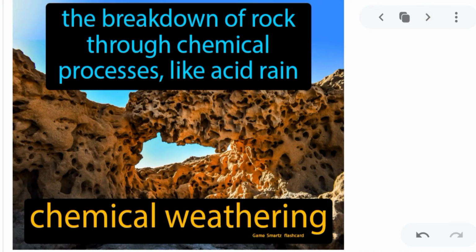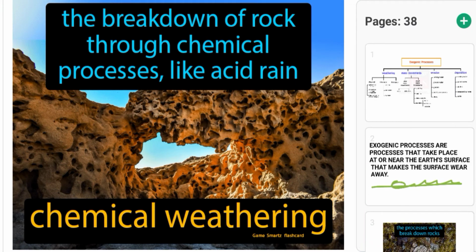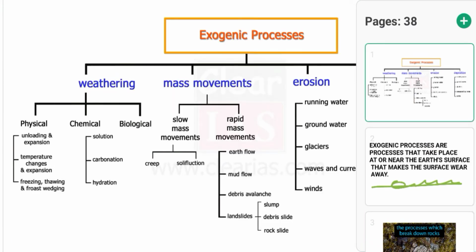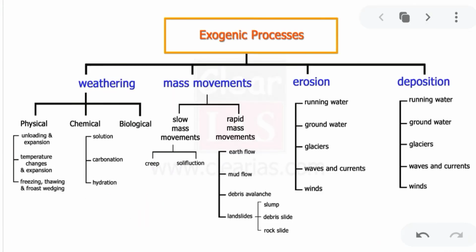And then, we also have here the chemical weathering. This is the breakdown of rock through chemical processes like acid rain. So, this is your chemical weathering. We have some examples of this chemical weathering. We have the solution, carbonation, and hydration.